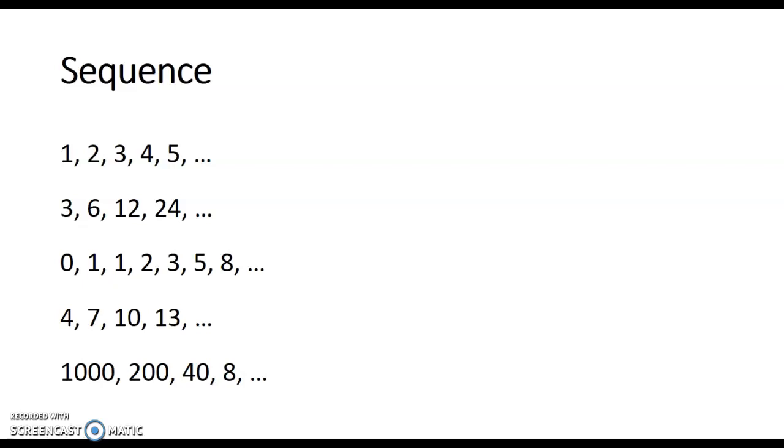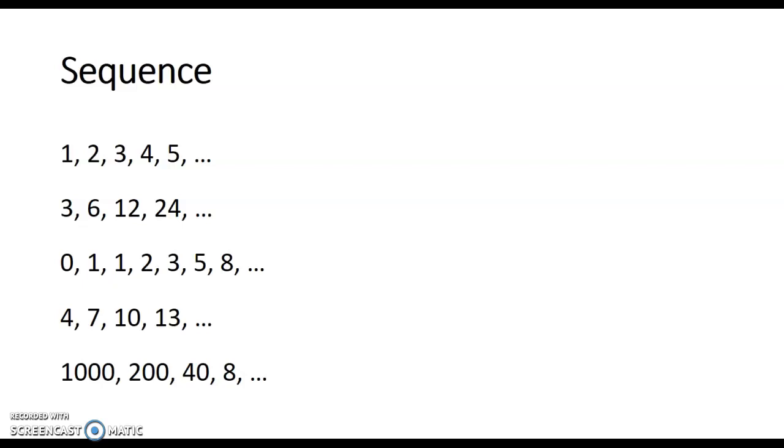So first of all, what is a sequence? Well, here you have 5 examples. A sequence is a list of numbers, and of course it's not any kind of list, it's a list where there is a rule. How would you go from one value to another?